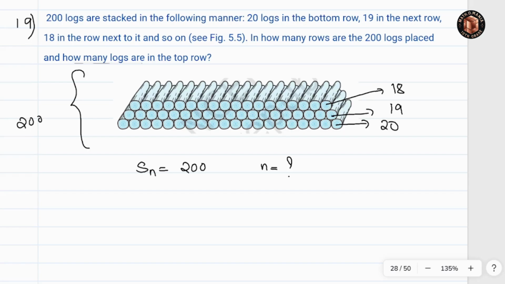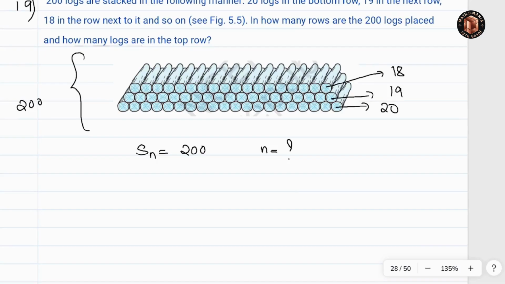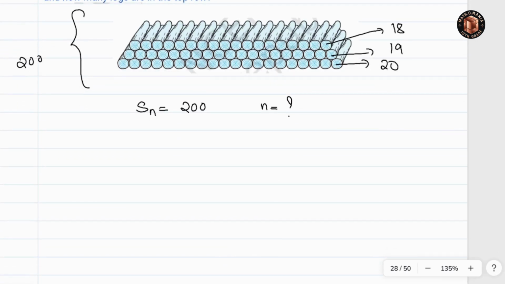That is what they are asking us to find: how many logs are in the top row. These things we will have to find. For that, let us first write. Now from here it's very evident that the number of logs in the rows are in the form of an AP. Which is that AP? Therefore our AP is 20, 19, 18, and it goes on.